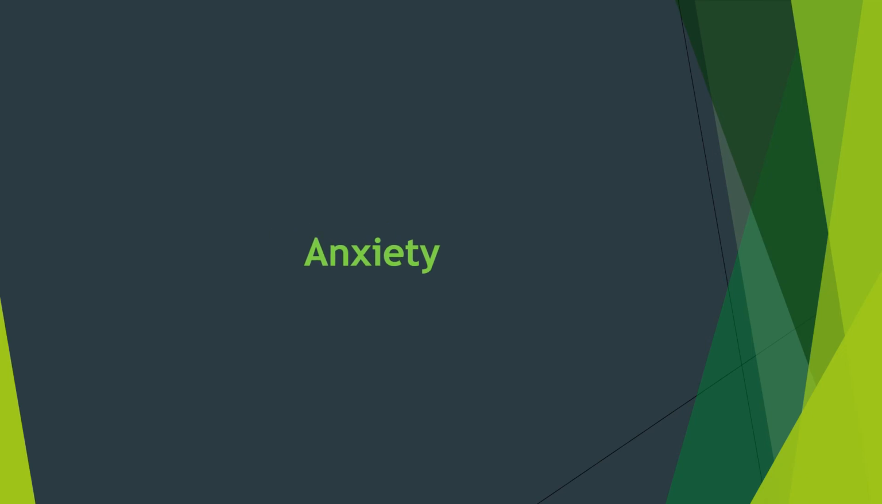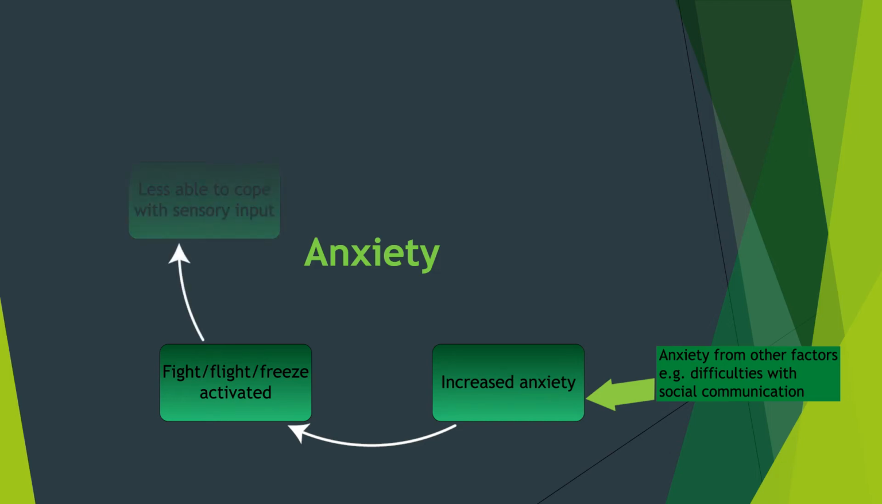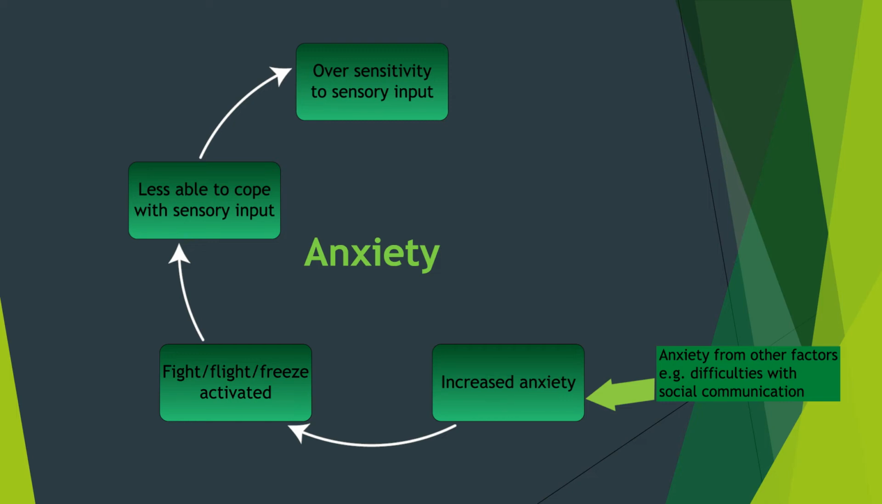So, for example, a child is anxious about attending school because they have some difficulties with social communication. This increases their anxiety, especially during break times. This anxiety causes them to lash out, run away, or hide. This activation of the fight, flight, and freeze response means they are less able to cope with the noise and busyness of the playground. They become even more over-responsive to sensory input. This over-responsiveness to sensory input also activates the fight, flight, or freeze response. All this increases their anxiety further, continuing the vicious cycle.